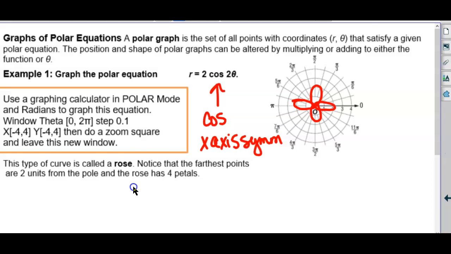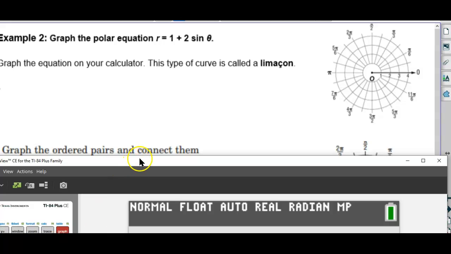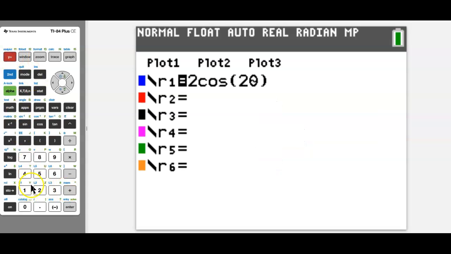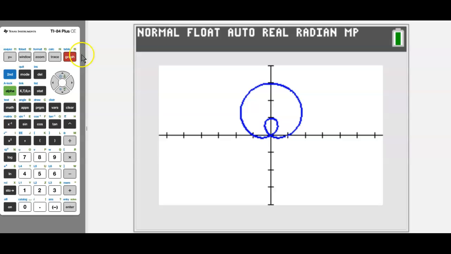Okay. The next one we're going to do for fun, and then I'm going to let you do the rest for homework, is 1 + 2 sine theta. So I'm going to go here and type y equals 1 + 2 sine theta. Now, this time I'm doing sine, so this is going to have y-axis symmetry. And the 1 plus actually does something completely different. It's not a rose, okay? It is called a limaçon, and it has y-axis symmetry here.